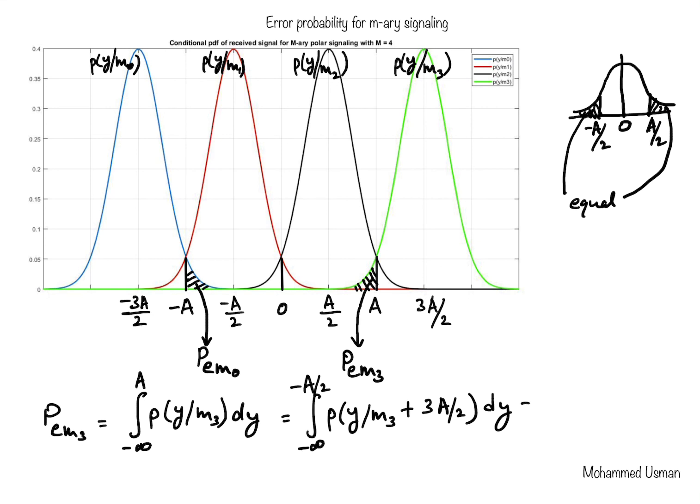So you can write that as the integral from a by 2 to infinity of p of y given M3, that is the conditional PDF when M3 is transmitted, plus 3a by 2, dy. So that would be this area, which is simply equal to the Q function of a by 2 sigma, because it is from a by 2 to infinity when the Gaussian PDF is centered on 0. So that's equal to Q of a by 2 sigma.